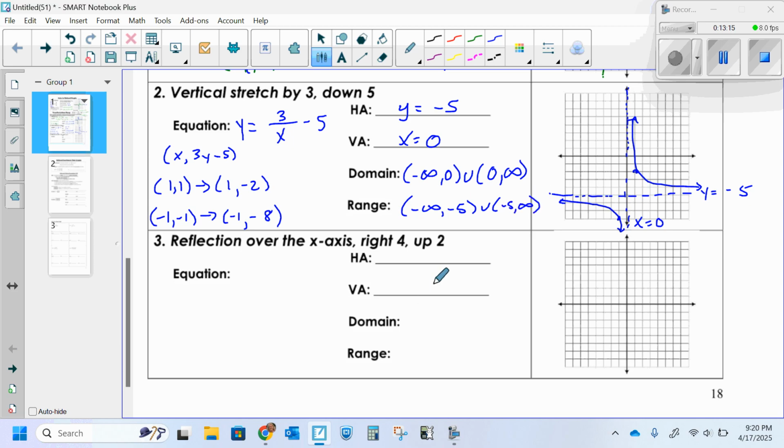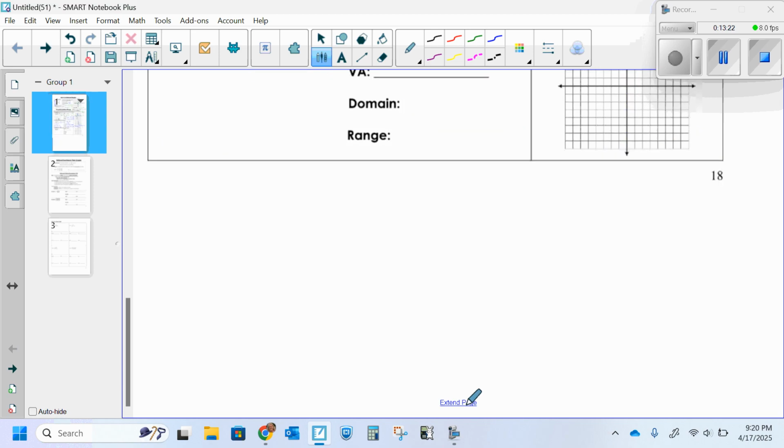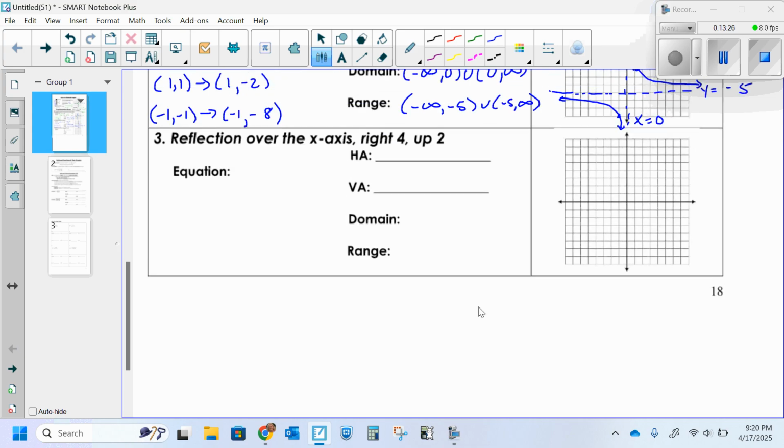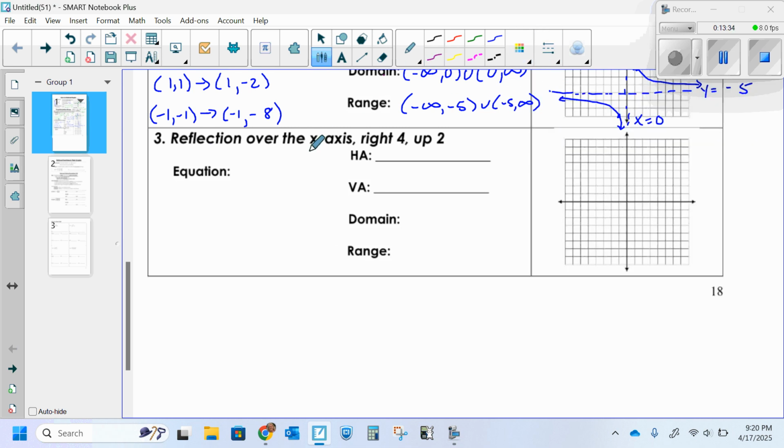Okay, let's try the next one. This one has a reflection, and let me see if I can make this a little bit better here. Let me change colors as well. It's getting a little messy up there. Reflection over the x-axis is called a vertical reflection.